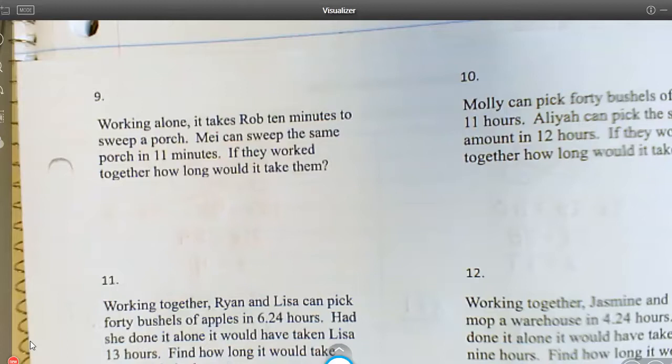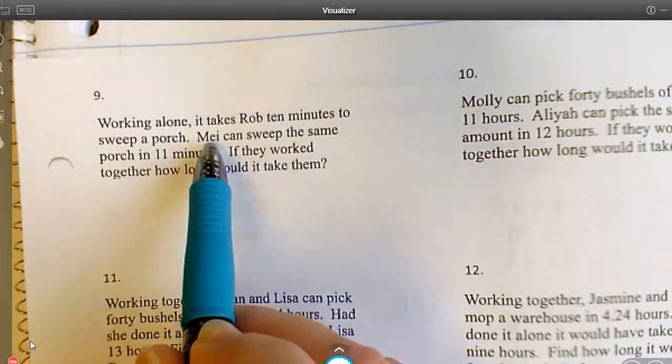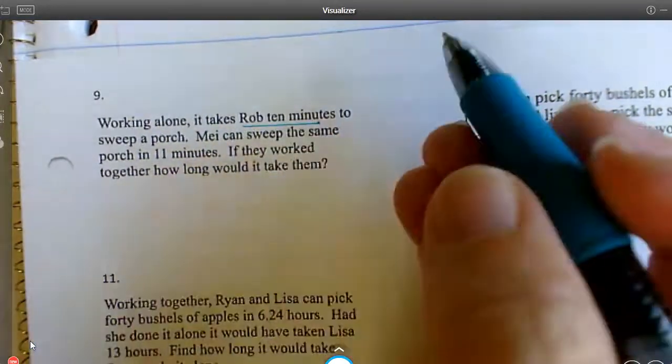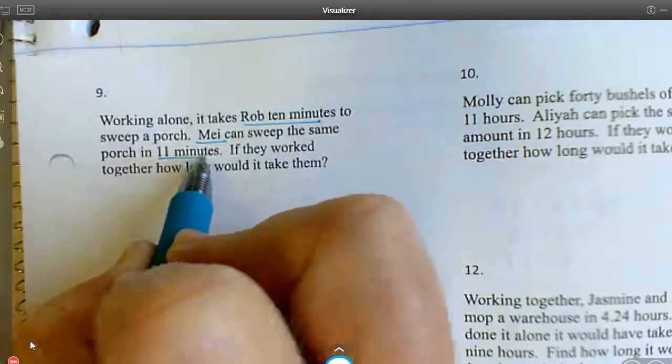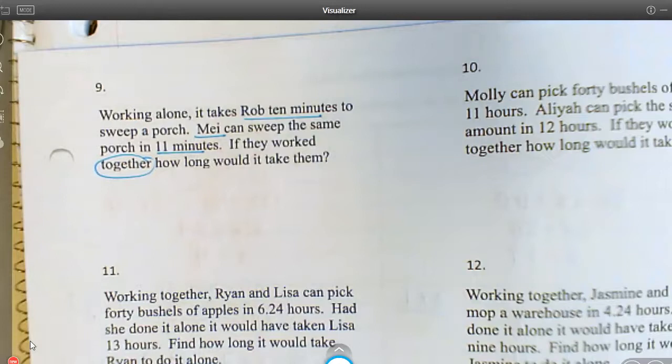Okay? So in 9 through 12, we're talking about people doing some kind of job, and they do it alone and then together, and we talk about if they did it together, how long would it take them, or if they did it separately, how long it would take them. So in number 9, we have Rob and May. Maybe that's how you say it, I'm not sure. It takes Rob 10 minutes to sweep a porch. It takes May 11 minutes. And we want to know how long it would take them if they did it together.